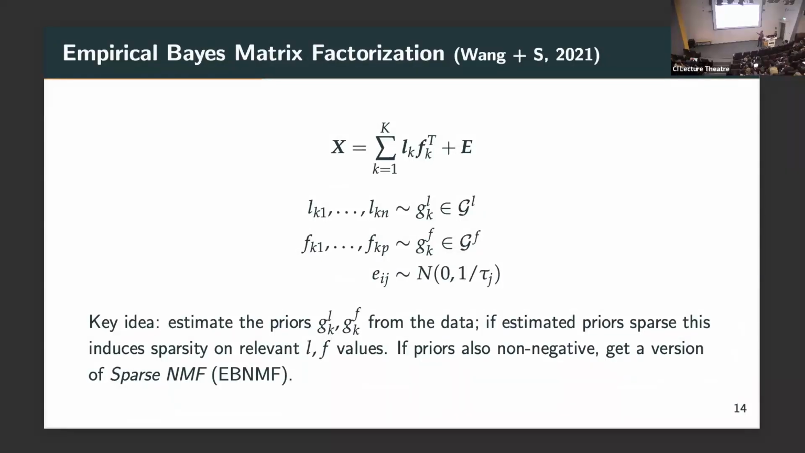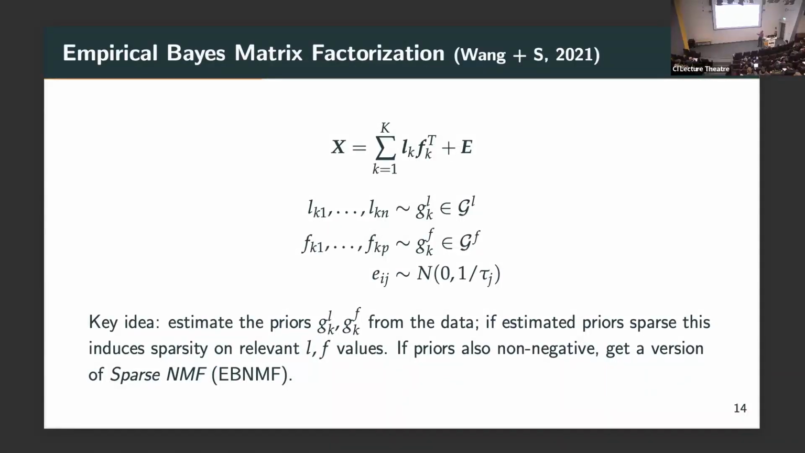If these prior families are non-negative, then you automatically result in some kind of non-negative matrix decomposition. If they're non-negative and sparse, so a mixture of a point mass at 0 and an exponential, say, that would be like a, quote, spike and slab, but non-negative instead of your regular spike and slab, then you'll get some kind of sparse non-negative matrix factorization. So I'll show you some results from that.